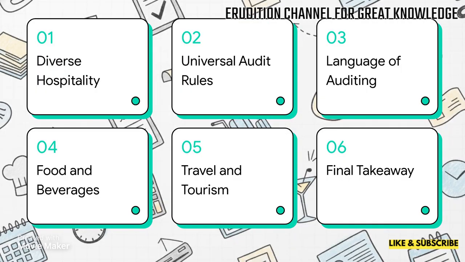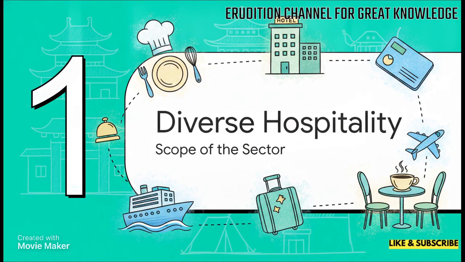To figure that out, here is our roadmap for today. We'll start with the diverse hospitality sector, move into the universal rules of auditing, learn the language of auditing, and then get into the specifics with auditing food and beverages, followed by auditing travel and tourism. Finally, we'll wrap up with the auditor's final takeaway. Let's kick things off with Section 1, the diverse hospitality sector.